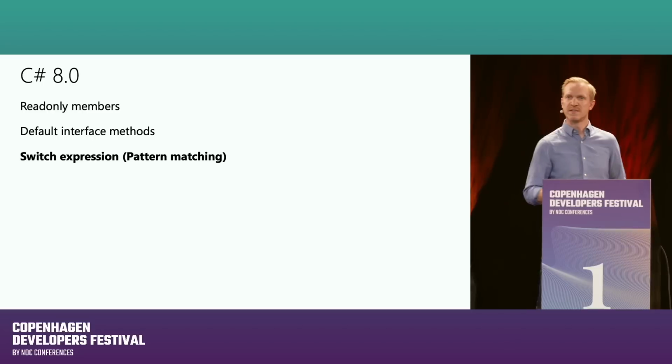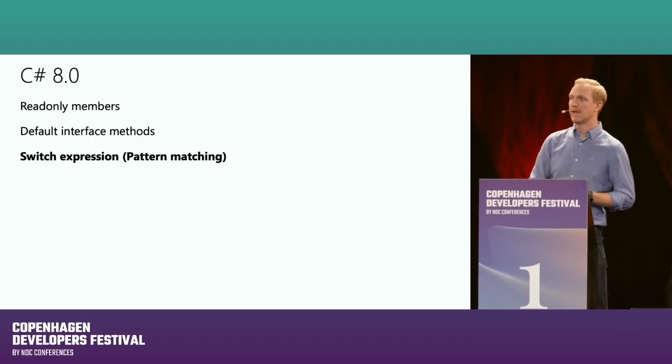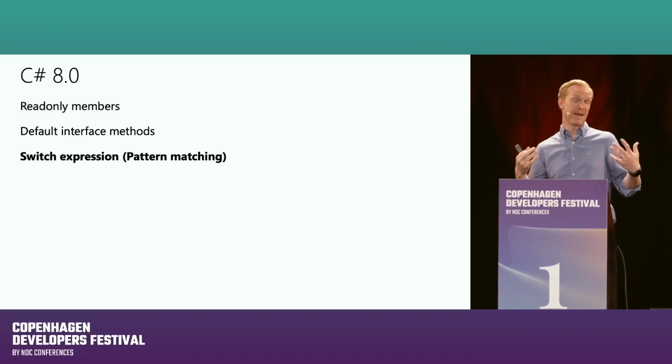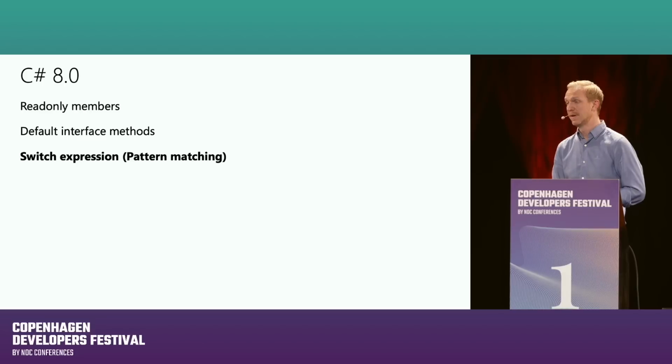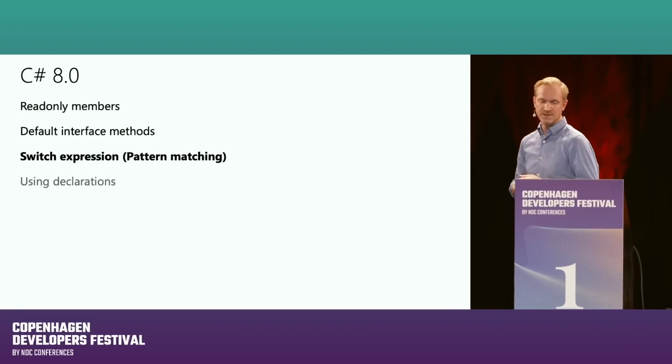Pattern matching is a concept that's been available in many other programming languages for a very long time. And in C# 7, it became a first-class citizen in the language. But it's constantly being developed. So that's why we're going to take a look at exactly what this is as well.